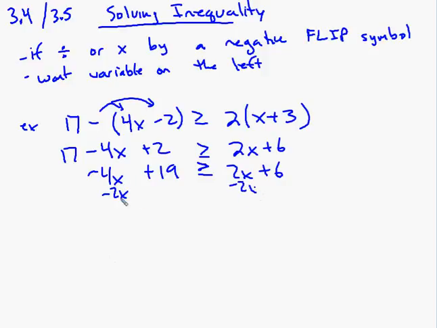Since I want the variable on the left anyway, I might as well get it there right away. So negative 6x plus 19 is greater than or equal to 6. Notice that even though I subtracted and got a negative, I didn't flip this. I only flip my symbol if I divide or multiply by a negative. And now subtract the 19.